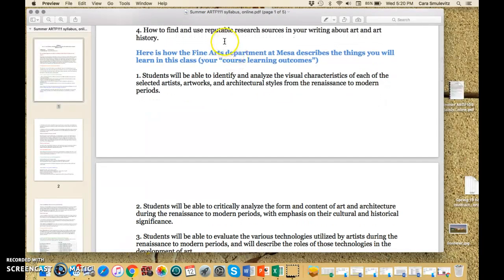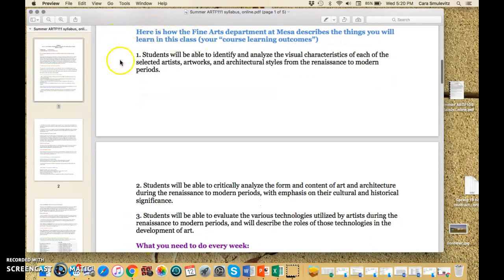And then also, since this class involves a lot of research and writing, something that you'll get by the end of the class is the ability to find and use reputable research sources in your writing about art and art history. That's a great skill because it'll help you in all of your classes that involve reading and writing and research, not just art classes.